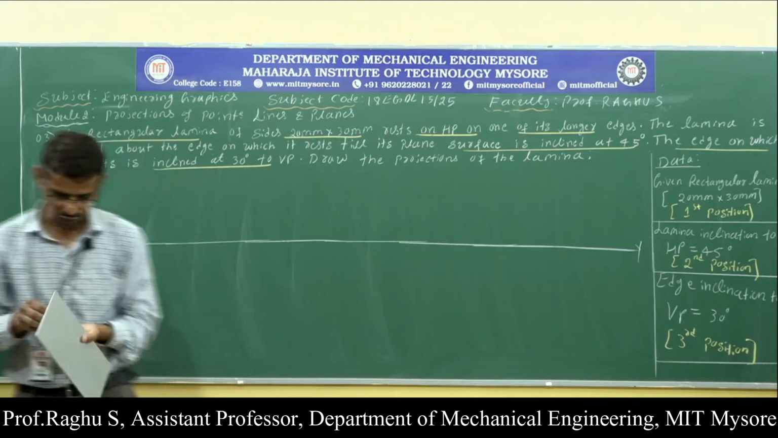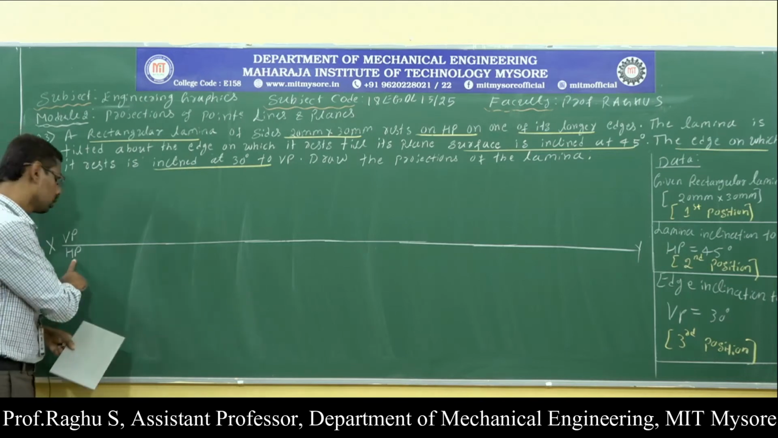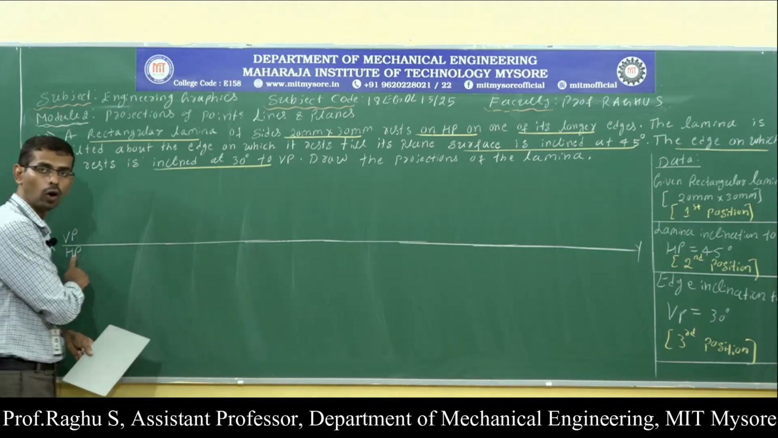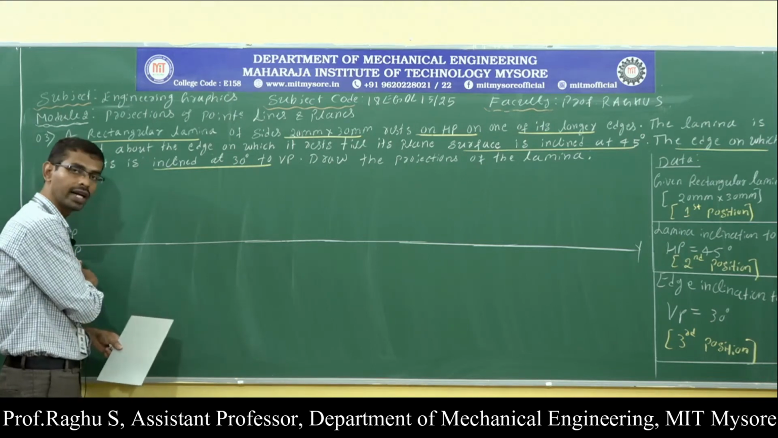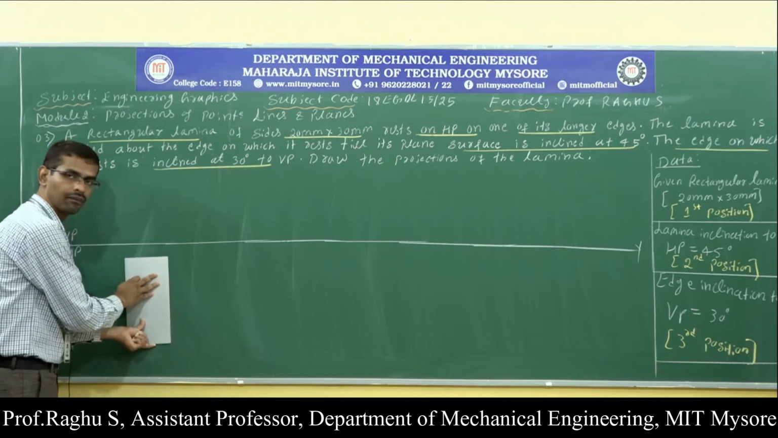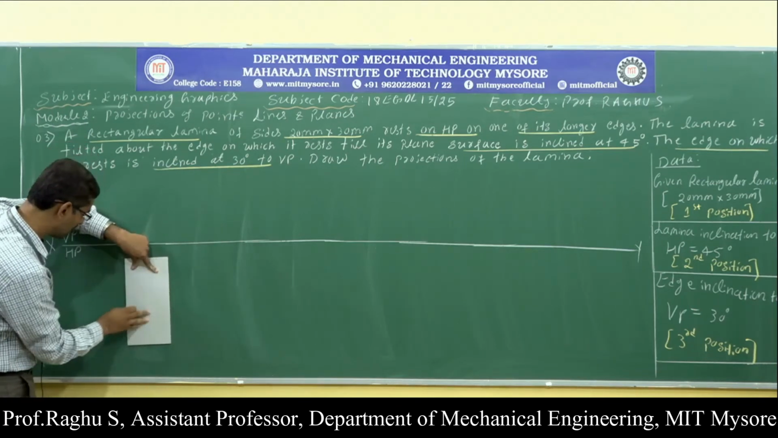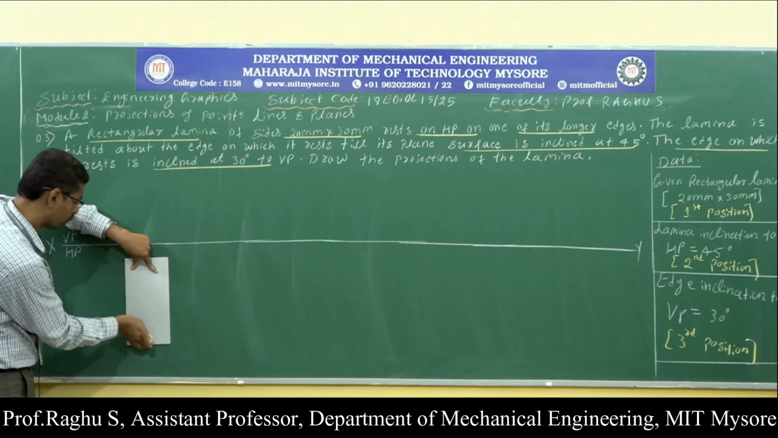Now, starting with the true shape, start the first position with the top view. Why should I start the first position with the top view? Because the lamina is resting on HP. Now take the longer edge, construct the lamina, by placing the longer edge towards your left side. Now draw the front view and top view.